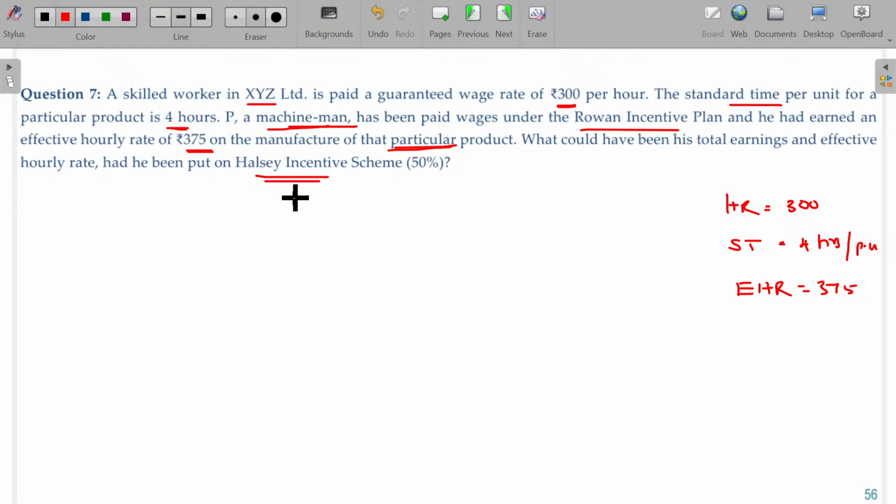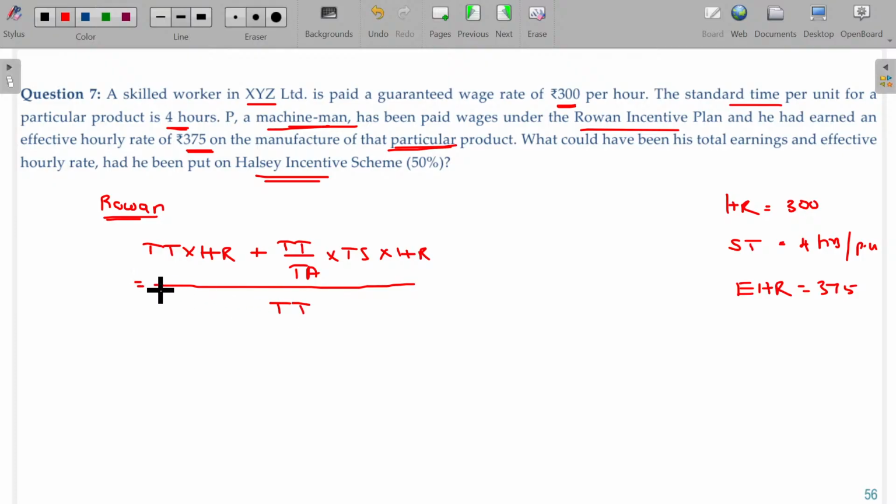Then, tell me. Under Rowan, time taken into hourly rate plus time taken divided by time allowed into time saved into hourly rate, whole divided by time taken, you'll get what? Effective hourly rate. Am I right? Total wages divided by total time taken will be the effective hourly rate. Whatever the known thing, you can try to solve this illustration.